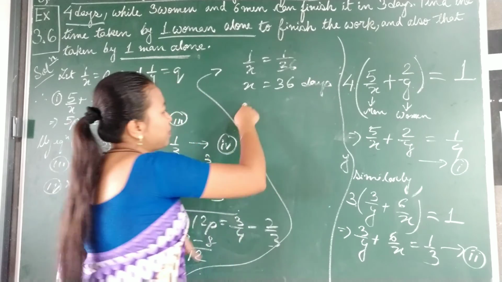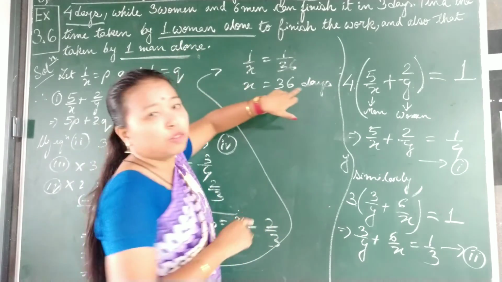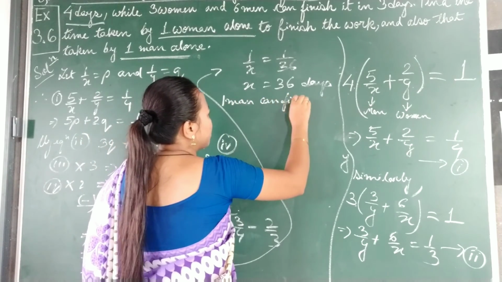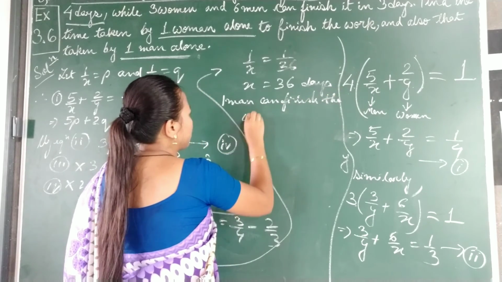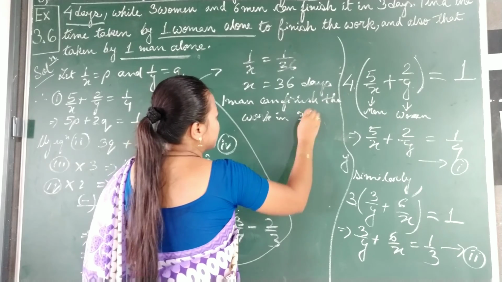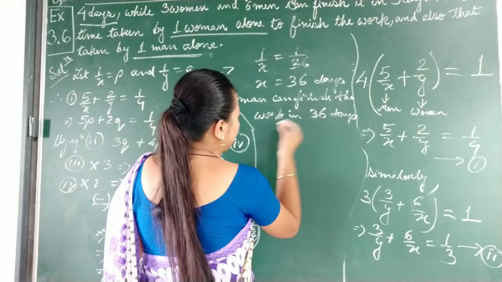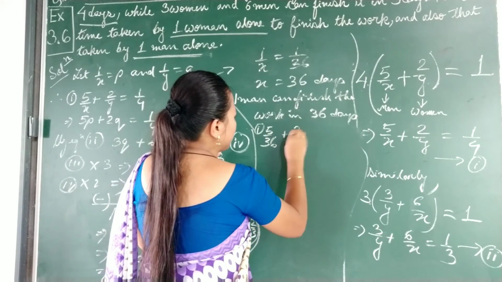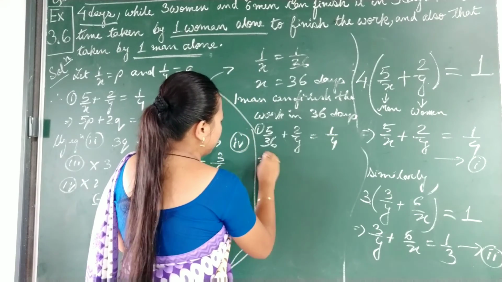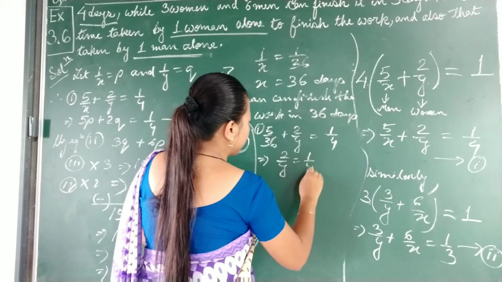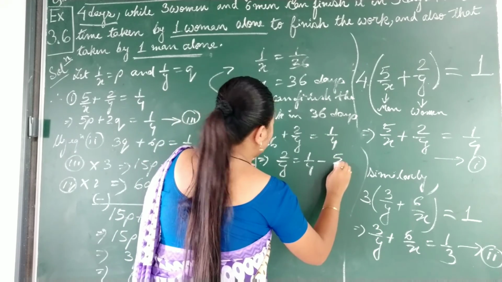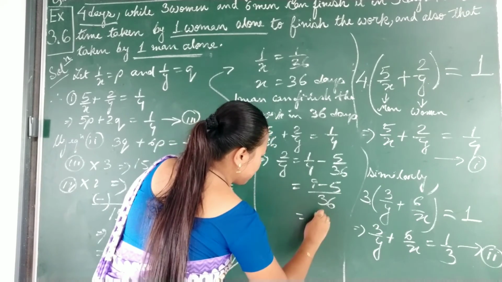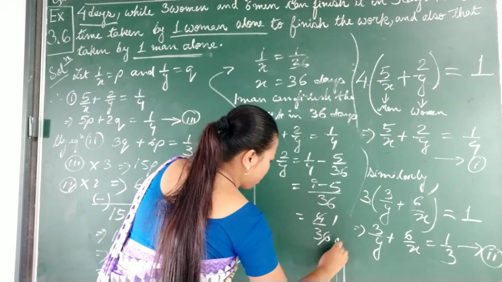So this was 1 man. That means 1 man can alone finish the work in 36 days. What about the woman? Putting the value of x in equation 1: 5 by 36 plus 2 by y equal to 1 by 4. That is, 2 by y is equal to 1 by 4 minus 5 by 36. Taking the constant to the right hand side, with 36 as the denominator, it is 9 minus 5, which is 4 by 36, and I am getting 1 by 9.